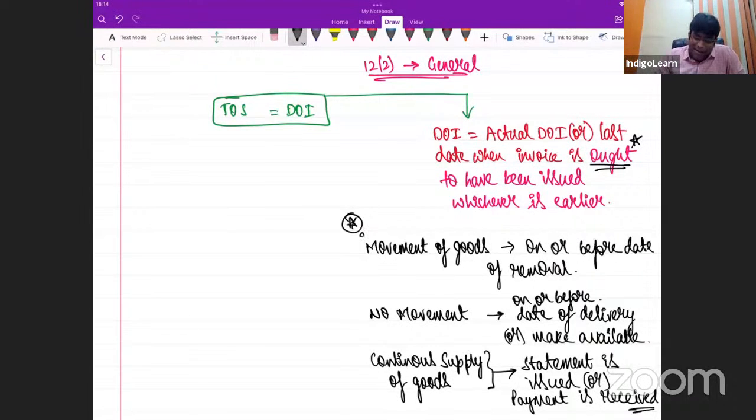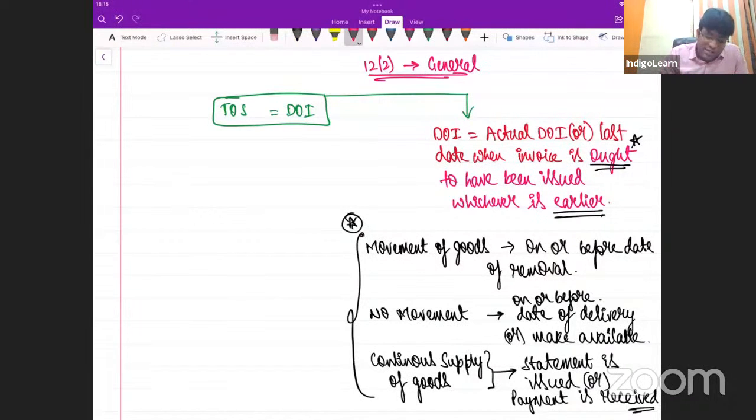So the star mark I put here basically talks about the time when invoices ought to have been issued, and that is important because time of supply is always date of invoice, which is the actual date of invoice or the last day when the invoice is supposed to be given, whichever is earlier. So it is not just important when you give, it is also important when you are supposed to give. When you give or when you are supposed to give, whichever is earlier. Very, very important point.